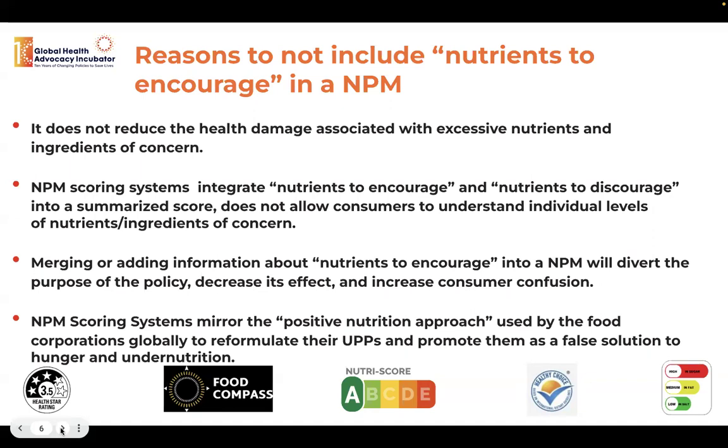The nutrient profile model scoring systems, like the ones I mentioned before, mirror the positive nutrition approach, which is a multi-component and very sophisticated strategy developed by transnational corporations to position the ultra-processed product as a full solution to hunger and undernutrition. Next slide, please.